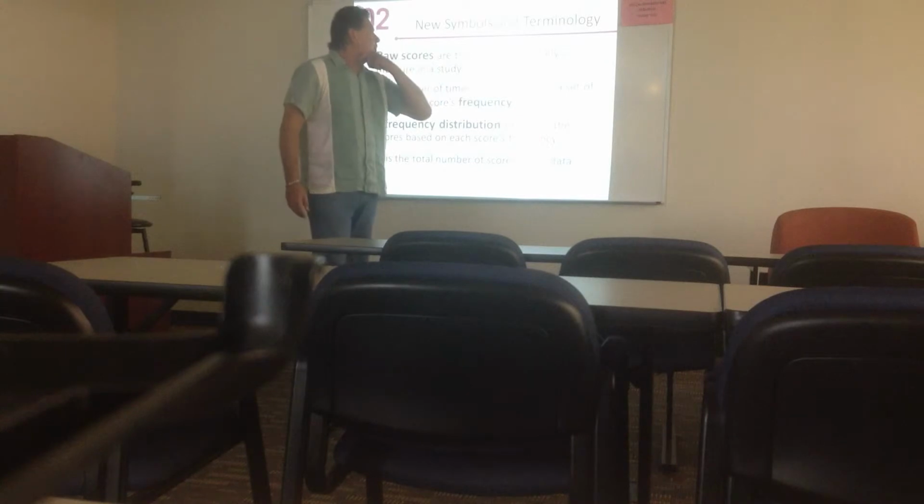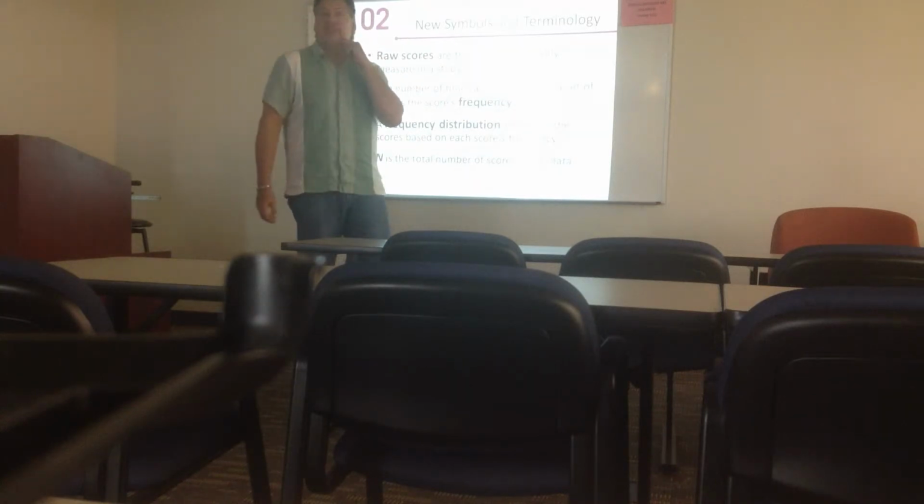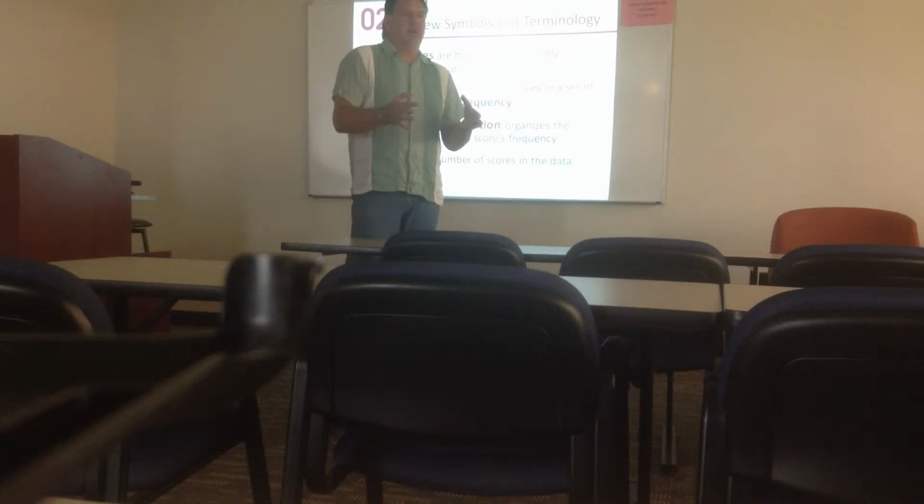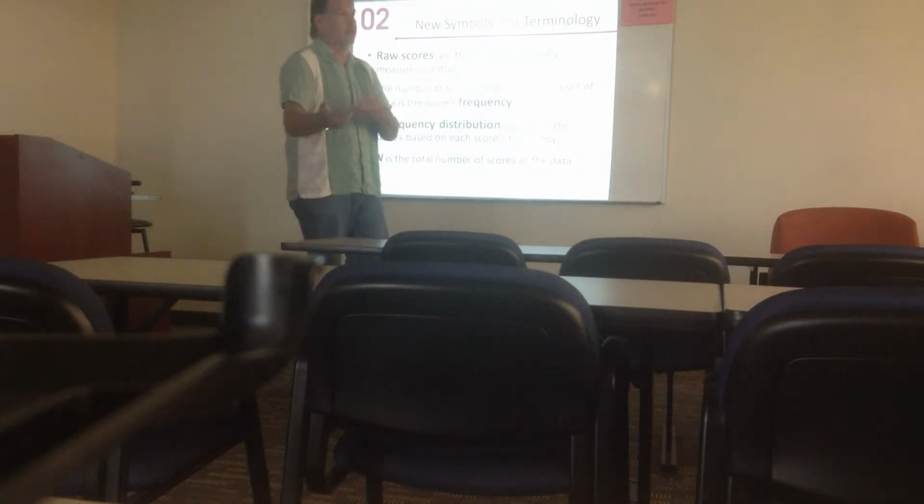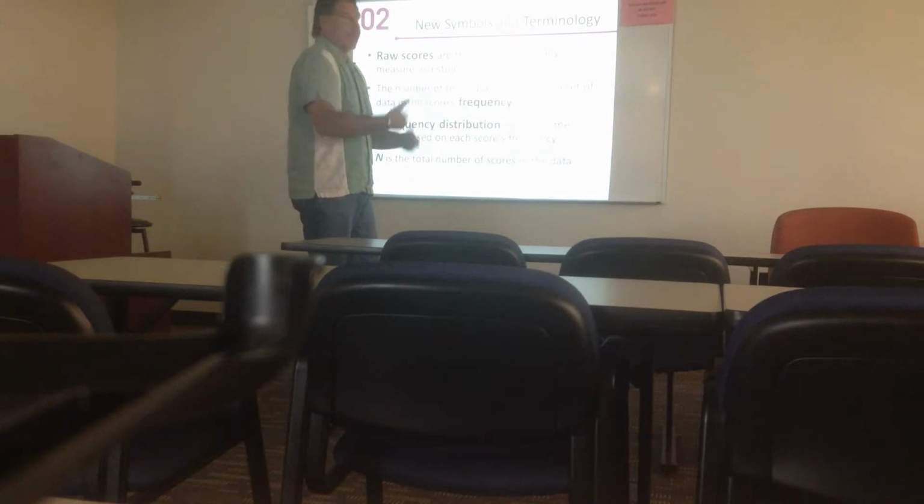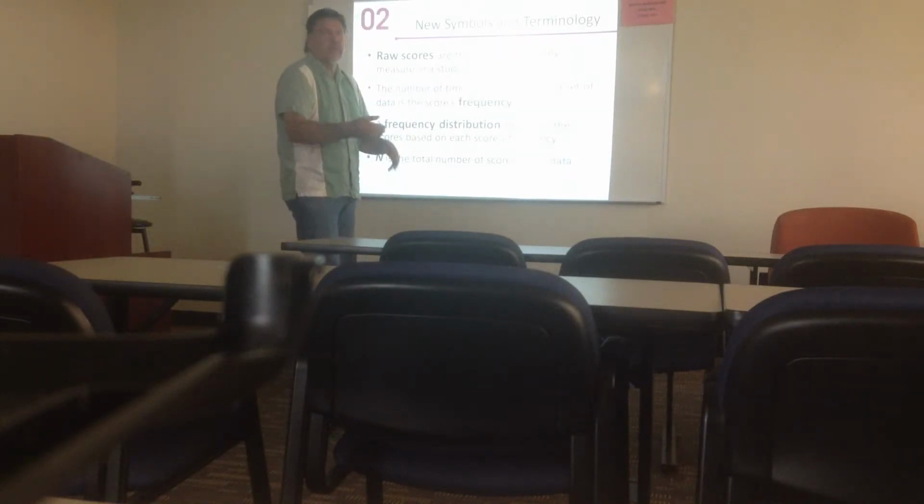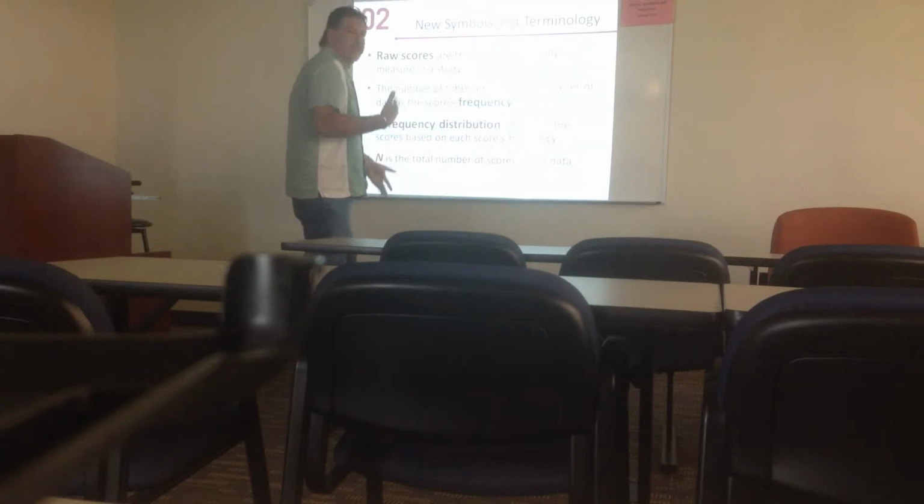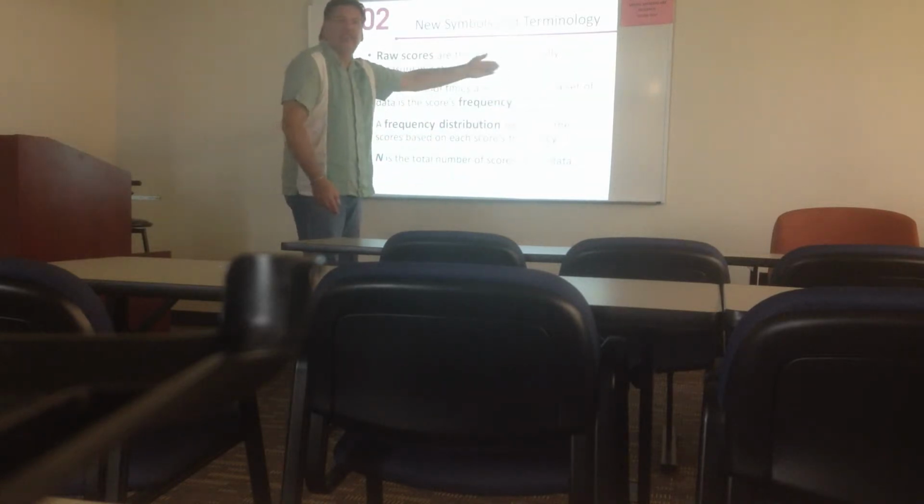The number of times a score occurs in a set of data is called its frequency. So if I have 10 scores in the 70s, from 70 to 79, I will report that its frequency is 10. I have 10 scores in the C range, 8 scores in the B range, and 10 scores in the A range, things like that. So I can actually make sense of the data.